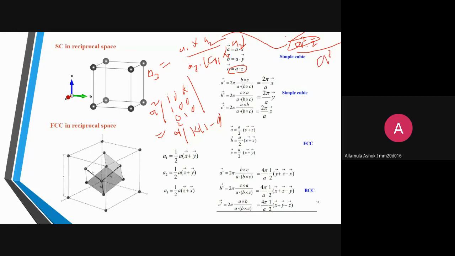Therefore B3 equals a square z bar divided by a cube. So we get a dimension of 1 by a. But generally, this 2 pi is used while discussing numerically. And like I read something like momentum space.